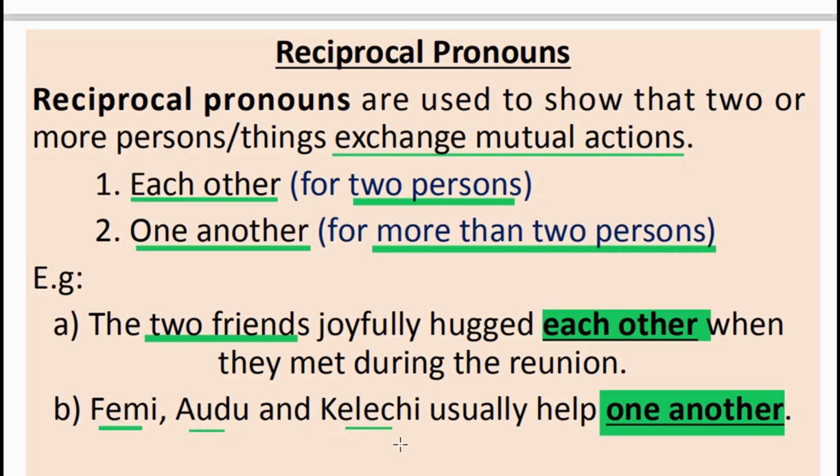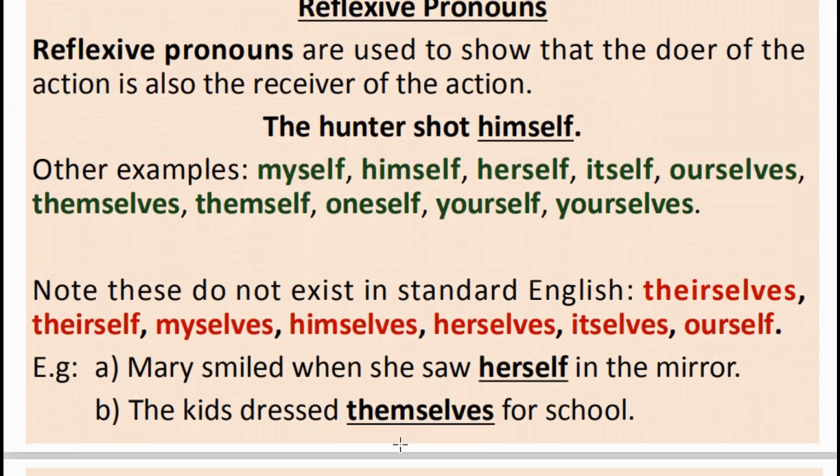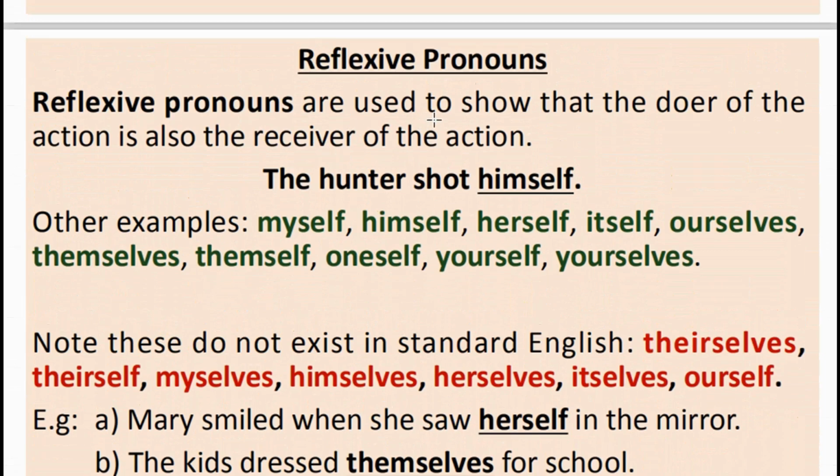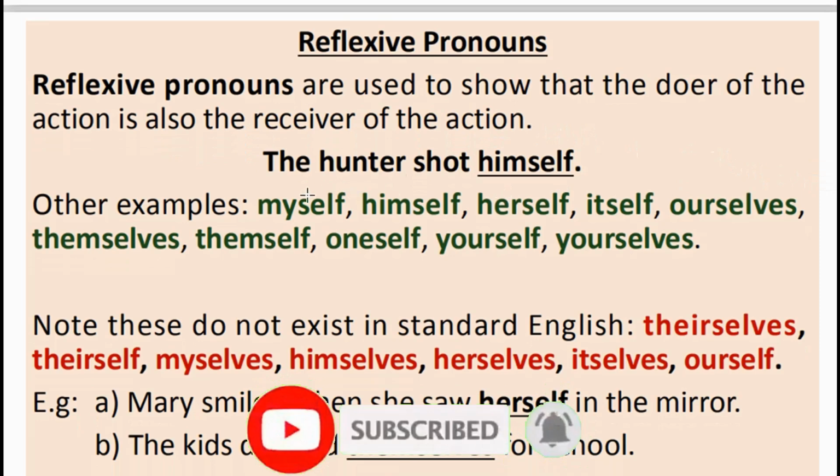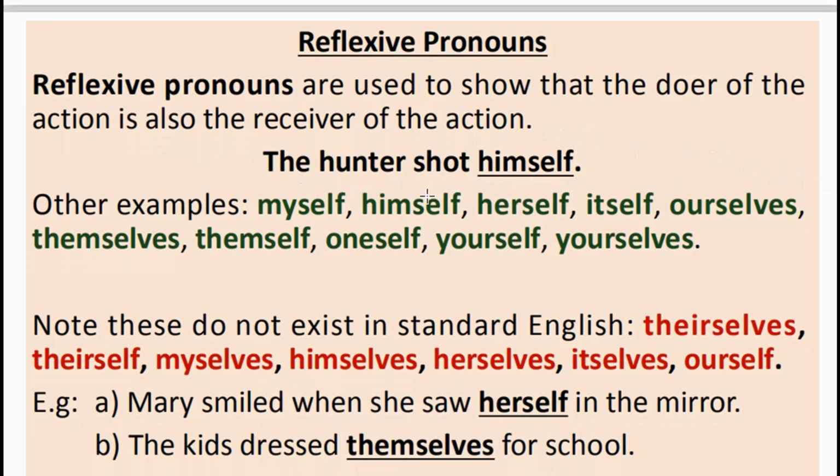Let's come to reflexive pronouns. Reflexive pronouns are used to show that the doer of the action is also the receiver of the action. Let's take a look at this sentence. The hunter shot himself. The hunter is the doer of the action, shoot. The past tense is shot, S-H-O-T. He is also the one who receives and suffers the action.